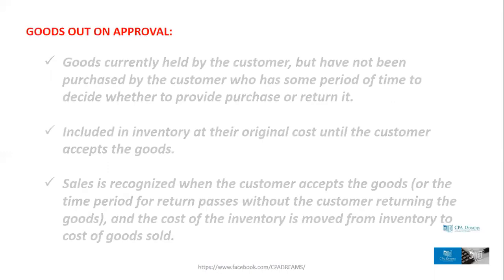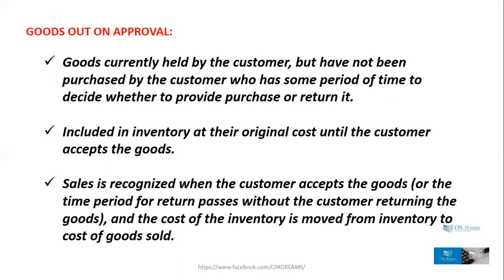Okay? So, the goods out on approval. So, sa goods out on approval, goods currently held by the customer but that have not been purchased by the customer who has some period of time to decide whether to purchase or return it. Again, this is included in inventory at their original cost until the customer accepts the goods. Meaning, hindi pa talaga na-aprobahan at hindi pa tinatanggap ng customer mo yung pagkaka-deliver. So, sales is recognized when the customer accepts the goods or the time period for return passes without the customer returning the goods. And the cost of the inventory is moved from inventory to cost of goods sold.